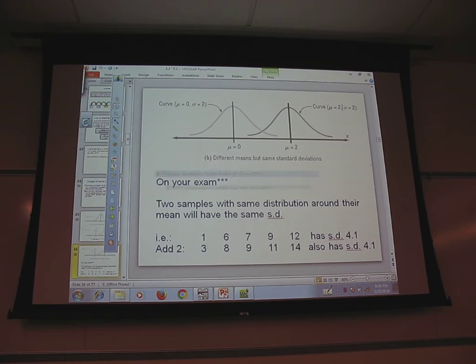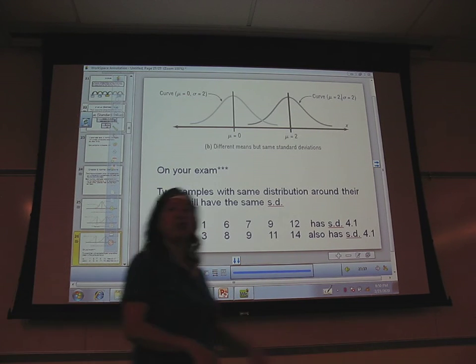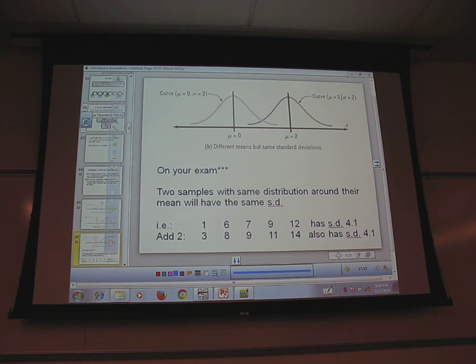On your exam, I will absolutely ask you this. I'll point this thing out. Two samples that have the same distribution around their mean will have the same standard deviation. So let me get 4 people up here really quickly. So can I get you 4? You 4. Quickly, come up.